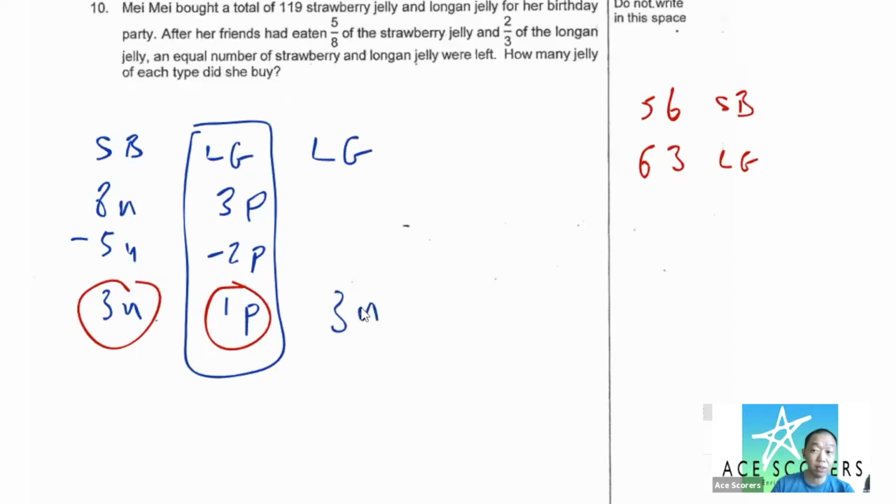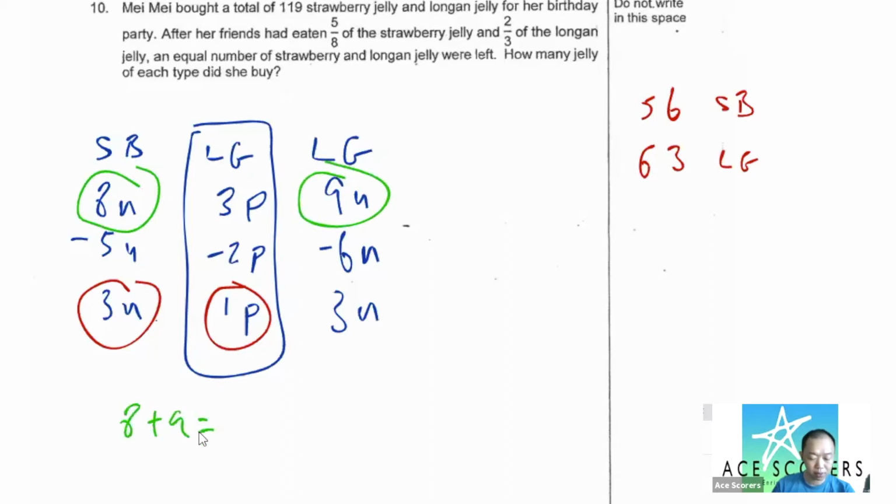Okay, so if the bottom is 3, everything times 3. So this is 9 units minus 6 units. See that? Now the bottom, they are both 3 units. So before and after. At first there was a total of 119. We look at the original units, which is 8 and 9. So 8 plus 9 equals 17. So 17 units represent 119.